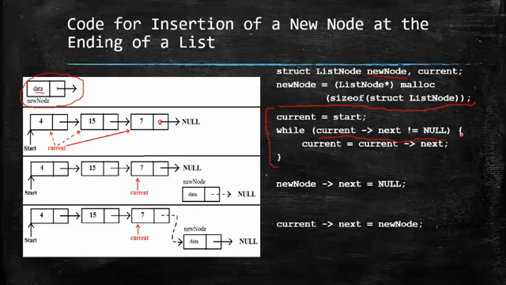And so this condition tells us that when you reach an element whose next points to null, that means you have reached the end of the list. So once you have reached the end of the list, that means we are currently at the end of the list and we can start inserting a new node at the end of the list.